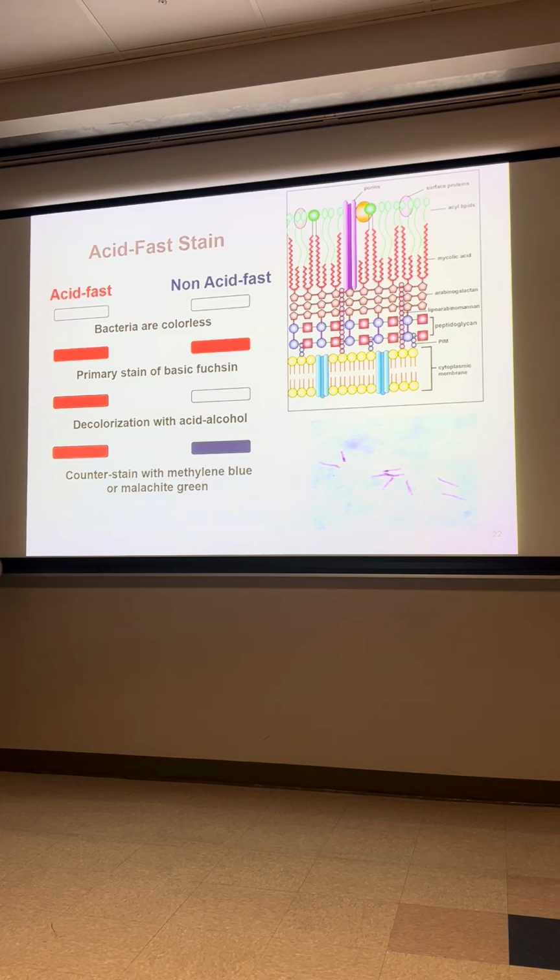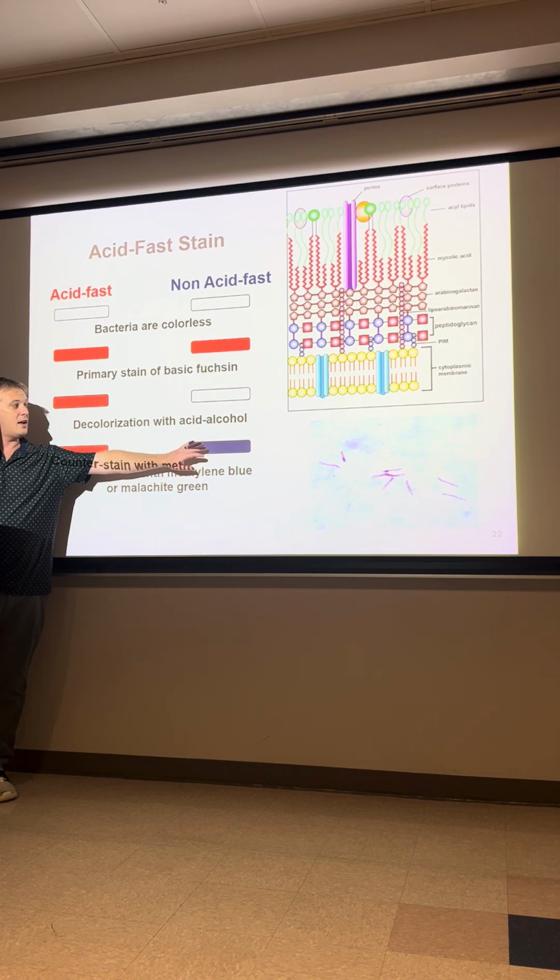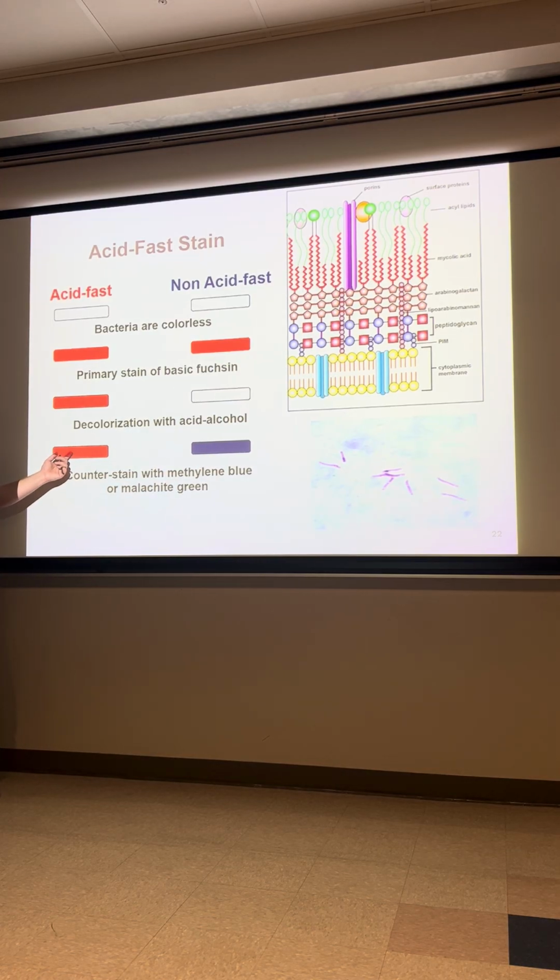Then in your counterstain, to stain the things that don't make mycolic acid, you can use methylene blue. Methylene blue is going to stain the bacterial cells that don't make mycolic acid blue. The methylene blue can't get inside the ones that do make mycolic acid because you removed it from the heat at this point. Or sometimes some of my older colleagues will use malachite green. One of my old bosses, a long time ago, always used malachite green. Essentially, you use a stain that's not red.